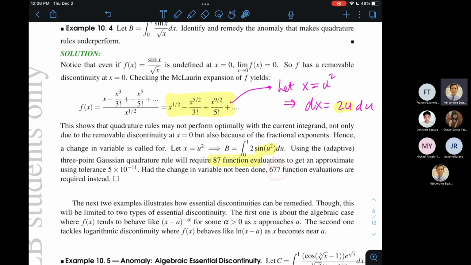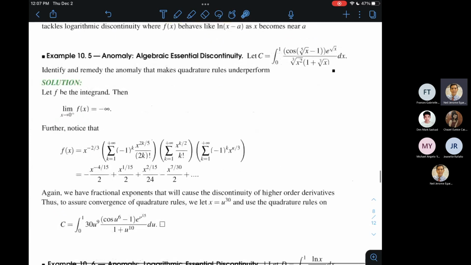From 677 required, bumaba siya sa 87, and yet I get the same quality of the results as far as accuracy is concerned. Okay, so nakita niyo yung maliit na change dun sa variable, save us some computation time or computation resources. All right. So any questions so far? Okay, kung wala naman, tingnan natin yung mas komplikado na example.